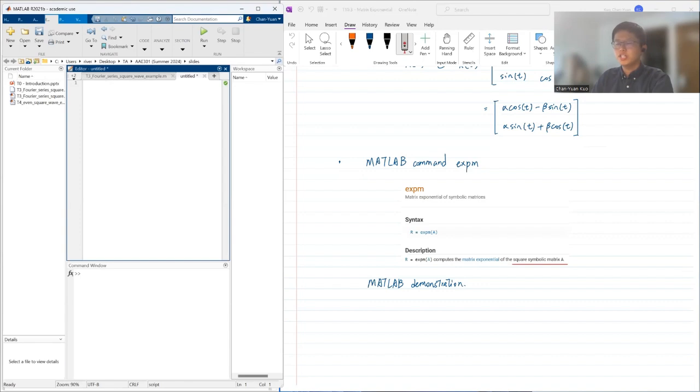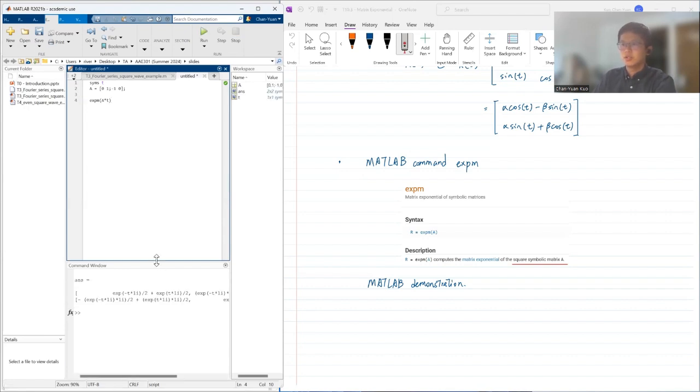To compute the matrix exponential e to the A times t, we first define a symbolic variable t, and we define our matrix A, and matrix A is given by 0, 1, -1, 0. Now we use this command expm to compute the matrix exponential e to the A times t. And now let's run this and see what we get in the end.